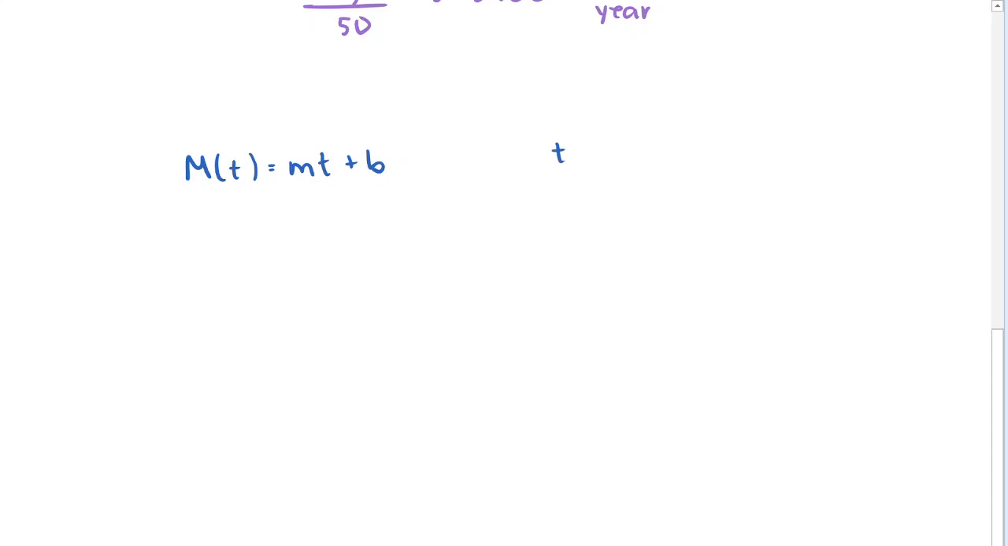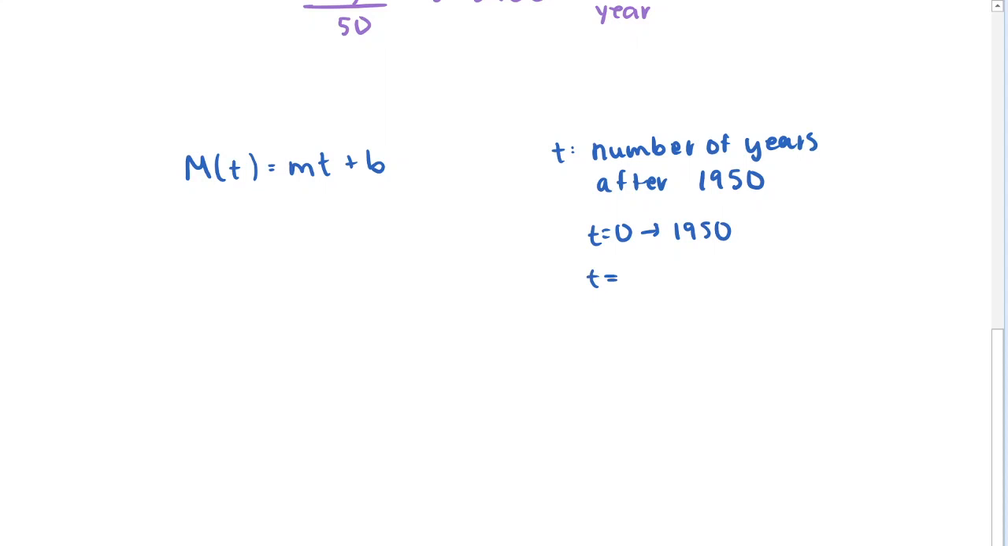So here let's define our input variable. We want it to represent time, but we don't want to just plug in the value 1,950 to represent 1950, and we don't want to plug in 2,000 to represent the year 2000. It might be simpler if we let our variable represent the number of years after 1950. And so this would mean that t equal to 0 corresponds to the year 1950, and the t value of 50 corresponds to the year 2000. And we're interested in the year 2010, and so that would correspond to a t value of 60.